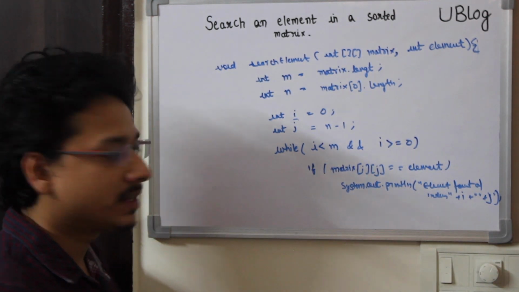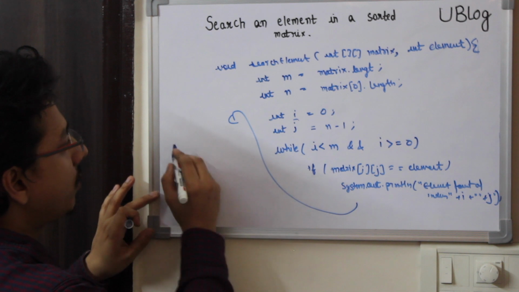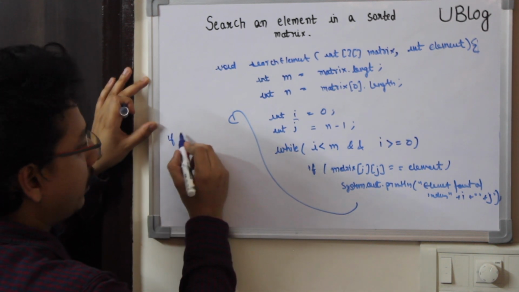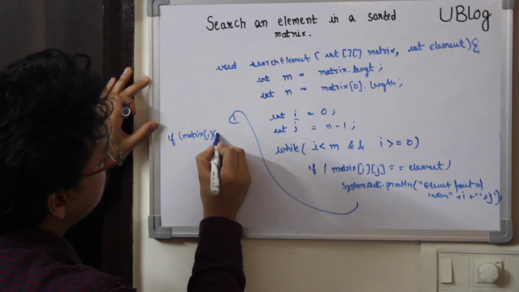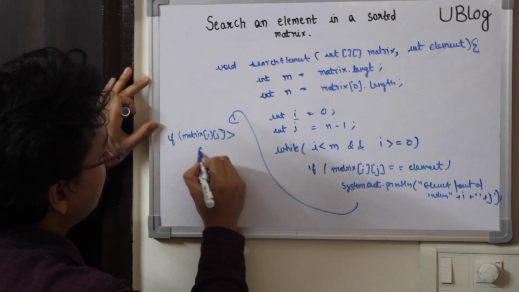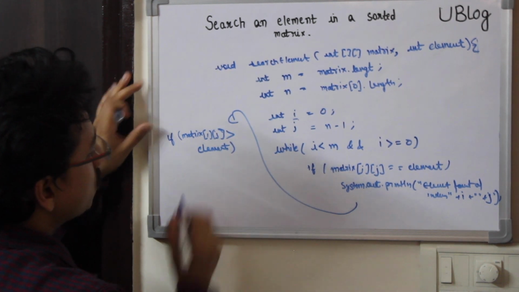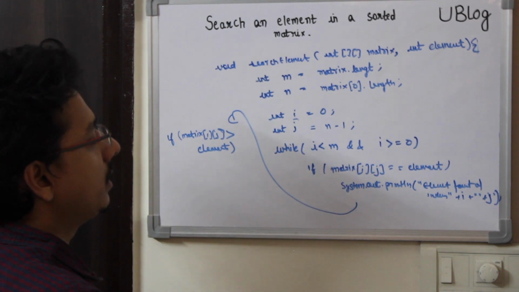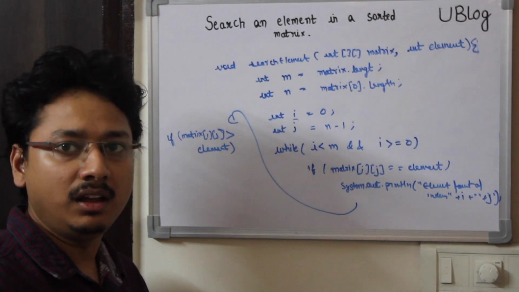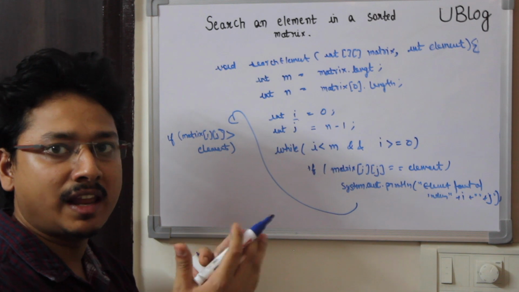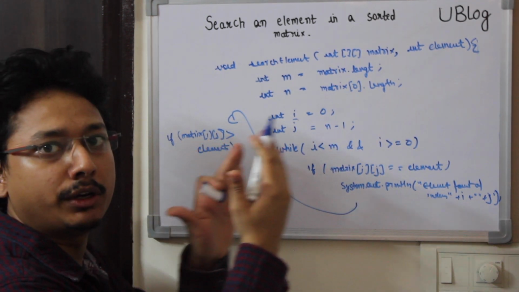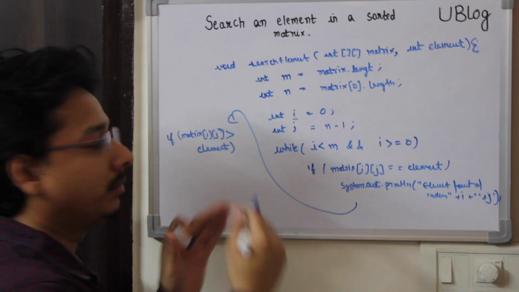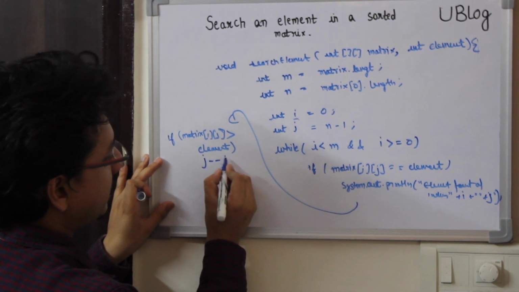Next I need to check, if matrix[i][j] is greater than element. What does this mean? This means my current element is greater than the required element. So I need to move left hand side. What does this mean? I need to decrease the column. So I will do j minus minus.